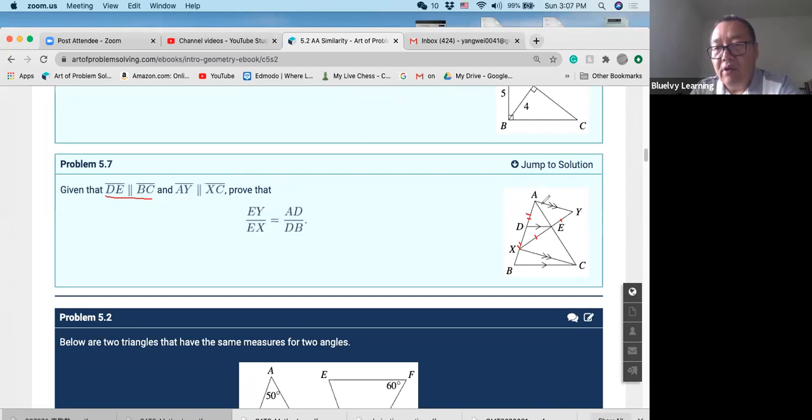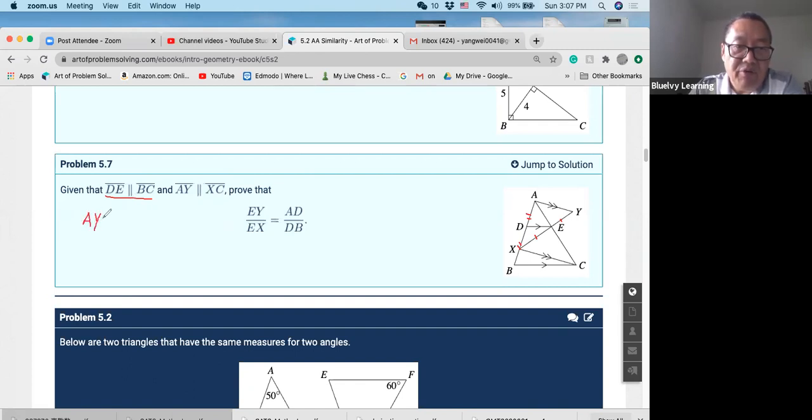Then for line AY parallel with XC, you can get triangle AEY similar with triangle EXC because they have two pairs of corresponding angles that are congruent. Then you can get AE over EC equals EY over EX, also equals AY over XC. Okay, so now let me write down here. Maybe we start from here, it's a little bit easier.